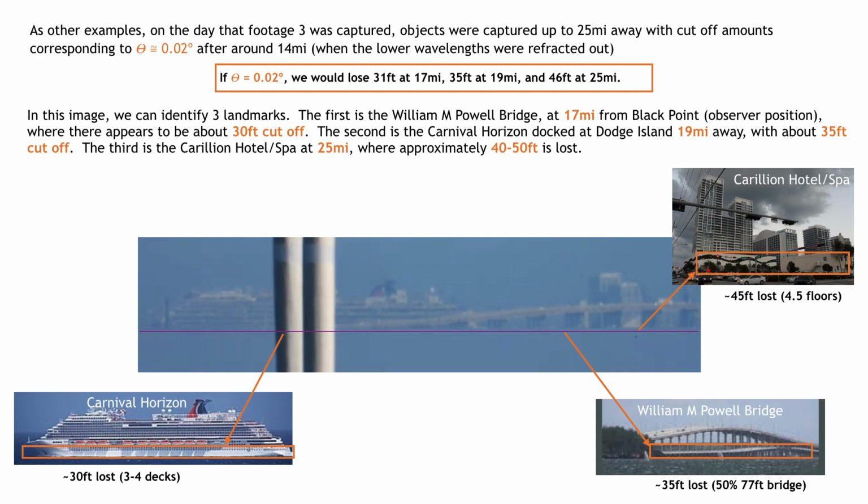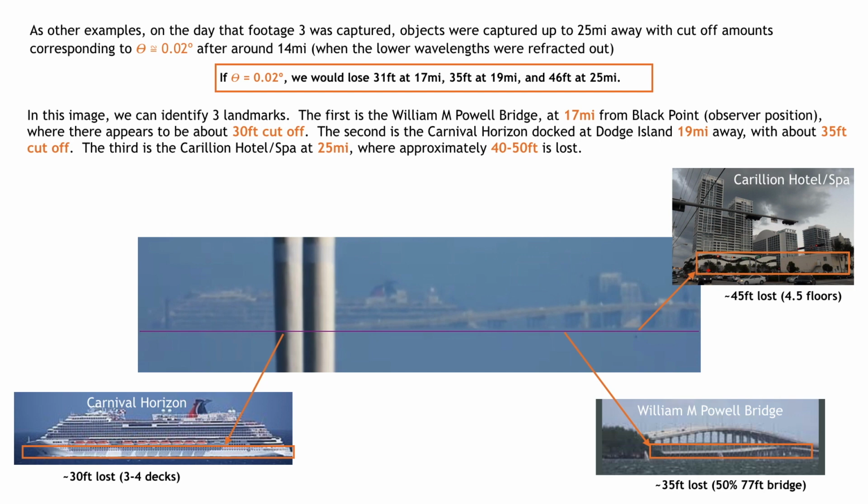So as other examples within this same footage, objects were captured up to 25 miles away, with cutoff amounts corresponding to 1 arc minute after around that 14-mile mark, when again those lower wavelengths were refracted out and we started to see the world in higher wavelengths. So if theta equals 0.02 degrees or 1 arc minute, we would lose again 31 feet at 17 miles, 35 feet at 19 miles, and 46 feet at 25 miles. That's how the calculation would run.